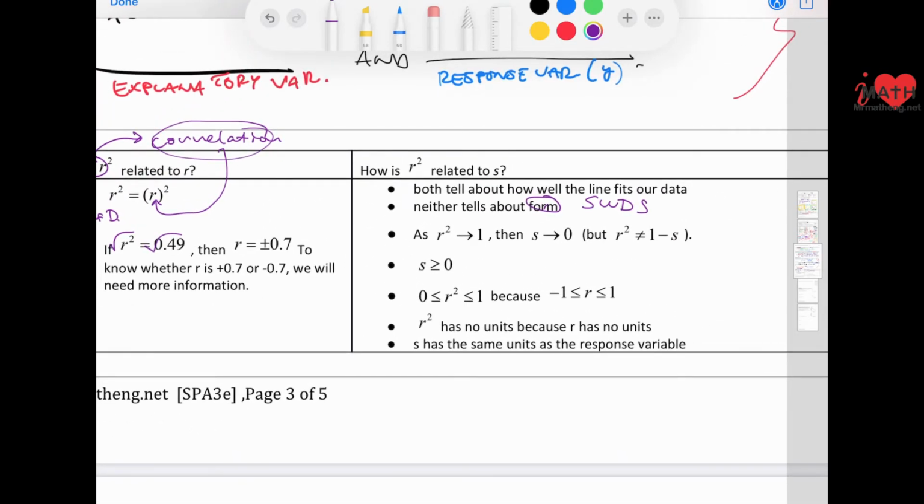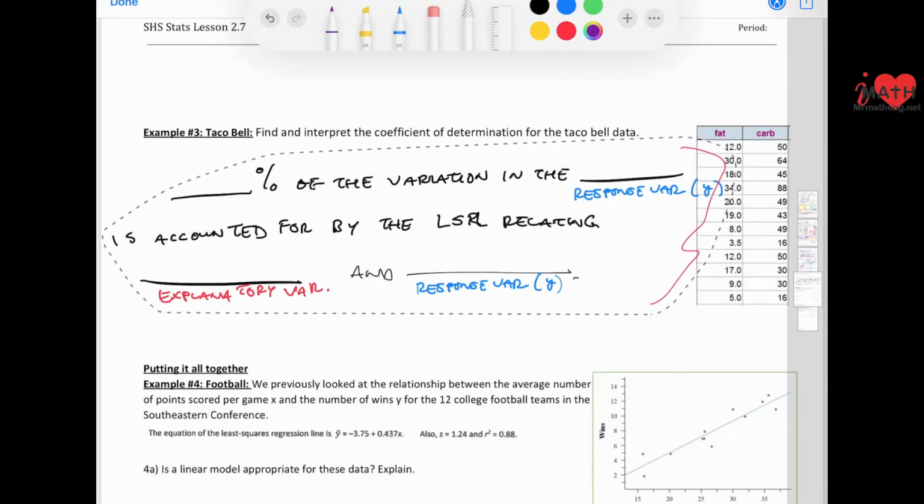Let's go on to page number 4 to do some examples. All right, page number 4 here. I just copied and pasted our sentence frame because now we're going to do an example for learning target number 3, which is the coefficient of determination. It is Taco Bell. Find and interpret the coefficient of determination of the Taco Bell data.